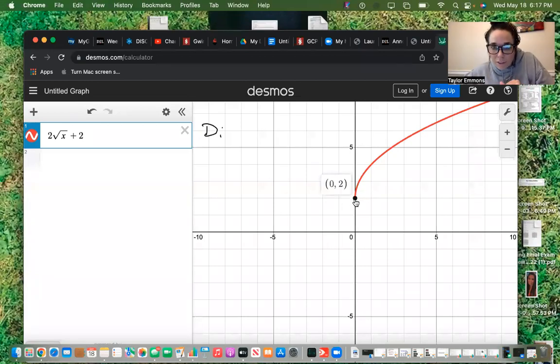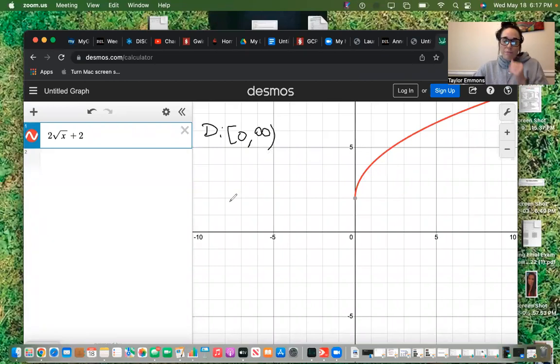Well, right here, it's (0, 2). So that's where that radical starts, and then it goes over. So what's the x value on that one? 0. So I'm going to say from 0, and how far right does it go? Positive infinity.